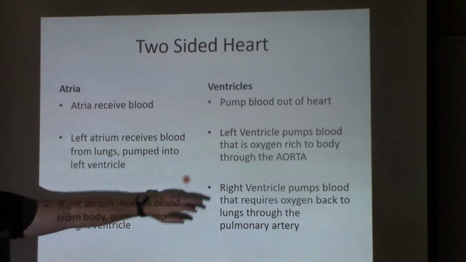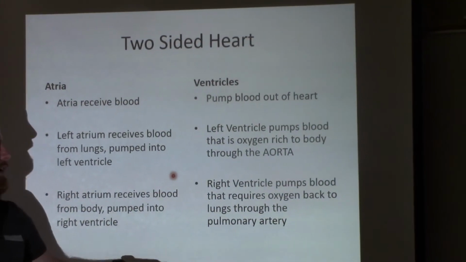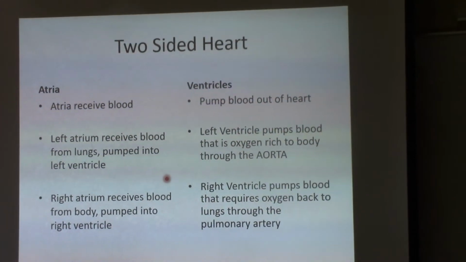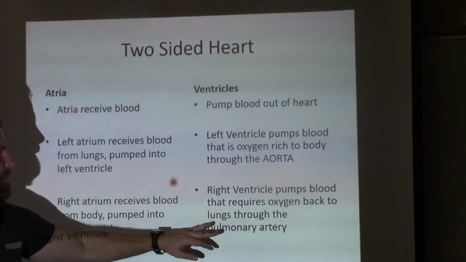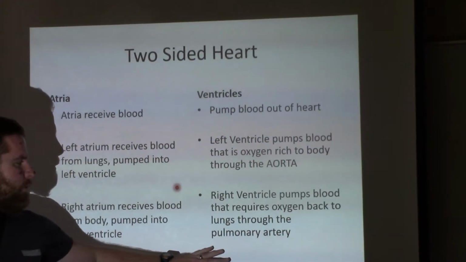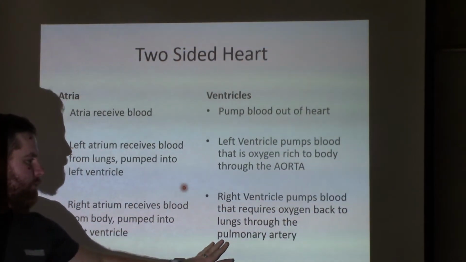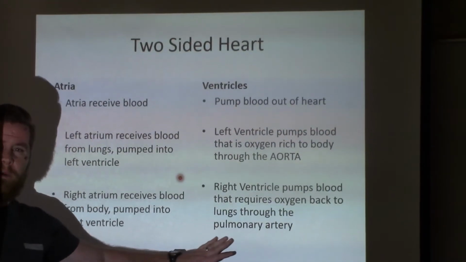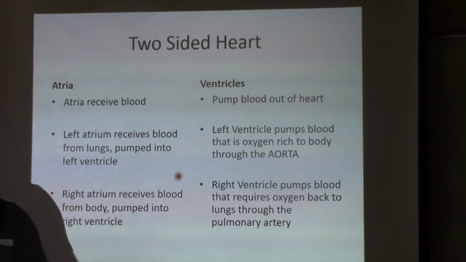So the left ventricle pumps blood that is oxygen-rich to the body through the biggest artery in the body, and that's the aorta. The right ventricle pumps blood that requires oxygen back to the lungs through an artery called the pulmonary artery. Now, pulmonary is referring to the lungs. So anytime you see that term pulmonary, we're talking about what's happening between the lungs and the heart.